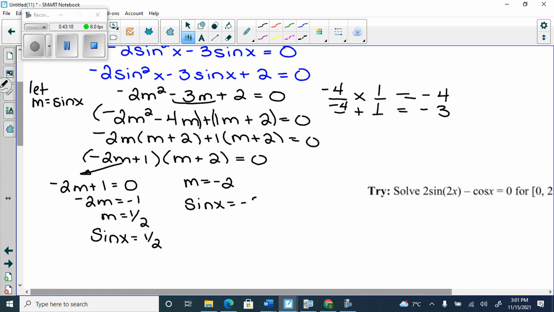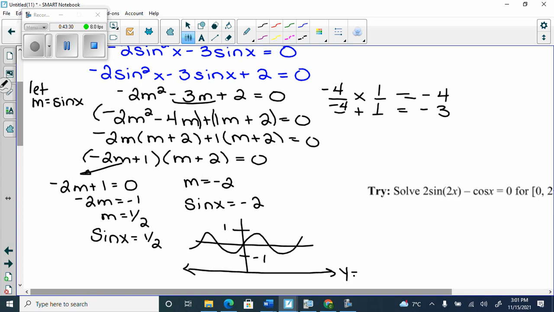If you don't believe me, the sine x graph goes like this, and it maxes out at 1, and it mins out at negative 1. And then there's a lovely graph being drawn down here at y equals negative 2. Remember, this would be your y1. This would technically be your y2. Are they ever crossing? No.